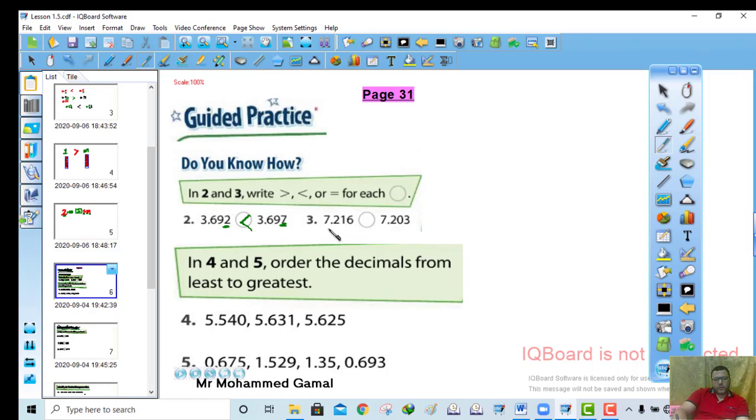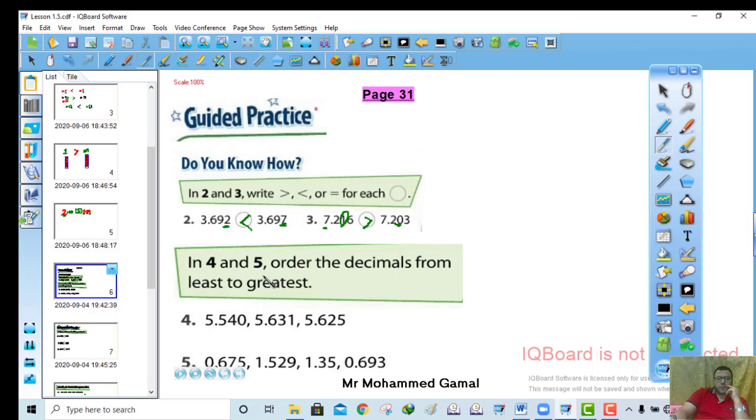Here we have 7 and 216 thousandths. Here 7 and 203 thousandths. Here 3 digits after the decimal, here 3 digits. Let's start comparing. 7, 7, 2, 2, 1, and here is 0. Of course 1 is bigger than 0. Yes, 216 is bigger than 203.